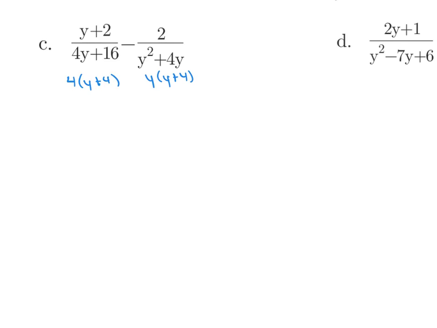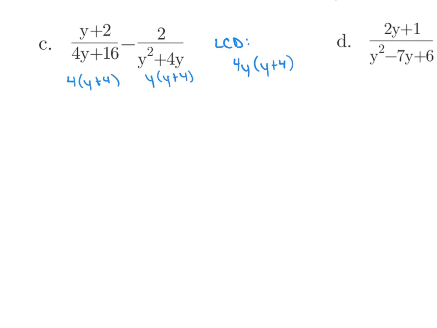All right, so now what is our LCD? Well, when I look at this, I see I've got a 4. I've got a y plus 4 that's repeated in both, and I've also got a y. So my LCD for this is going to be 4y and y plus 4. The y plus 4, I do not need to repeat it since it's one that appears in both denominators. So this is my LCD.